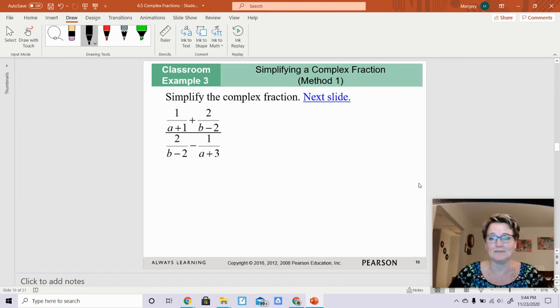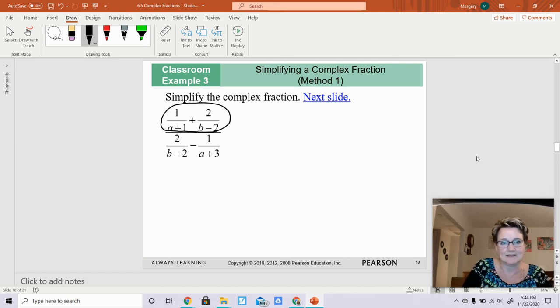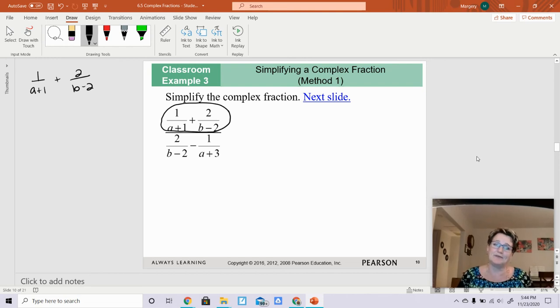Okay, let's do some more problems. We have more time to go. All right. Same thing on this one. What I'm going to do is combine all of this first before I do anything else. So 1 over a plus 1 plus 2 over b minus 2. I cannot do anything with that up in the numerator until I clean it up a little. So I'm going to have a common denominator.